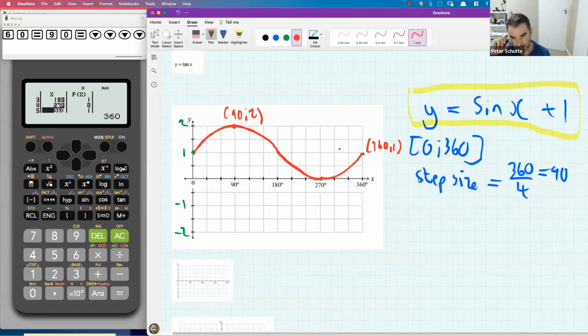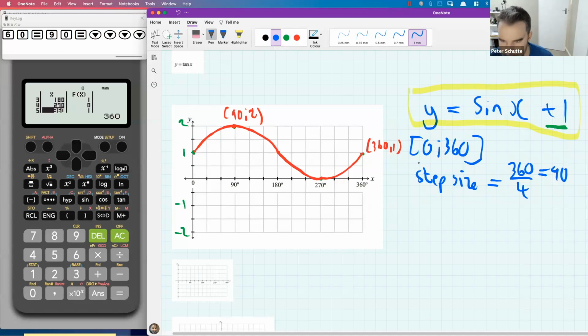And when you think about it, all that this plus 1 has done is it's shifted the normal trig graph up by 1. So the normal trig graph would have just been below this, but your calculator's helped you adjust what's going on here.